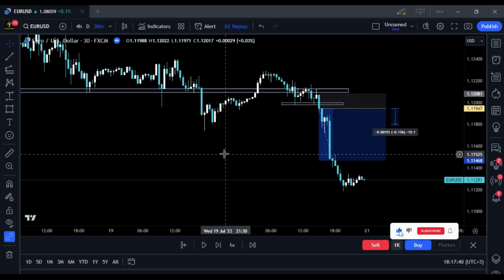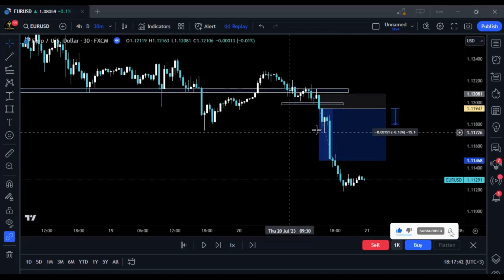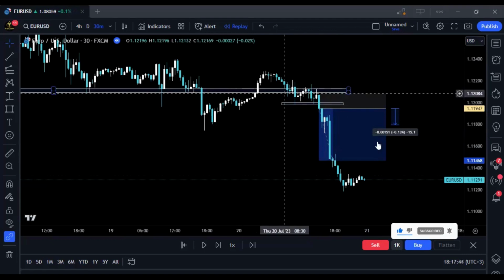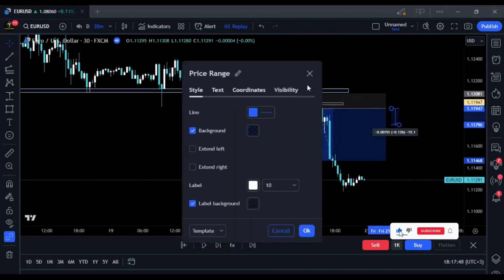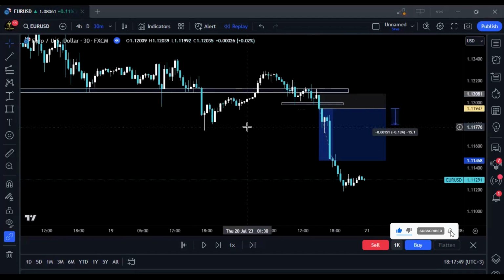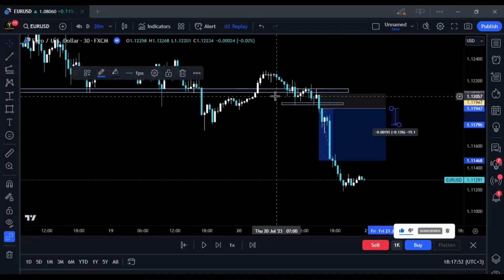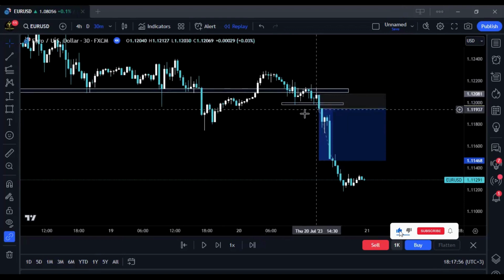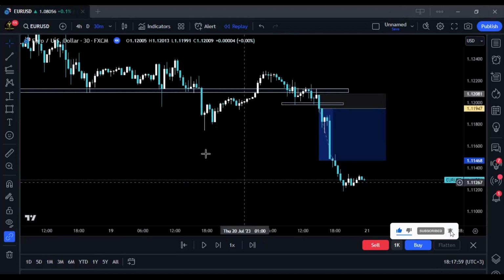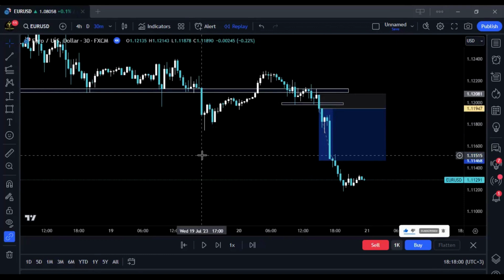So next time we're in a scenario like this, we need to take advantage of such moves. So Eurusd, yeah, we didn't see this opportunity. No, we did see it, but we didn't take advantage of it. So next time we need to do something like that, because prices just closed below this low. That is something we should have taken advantage of.